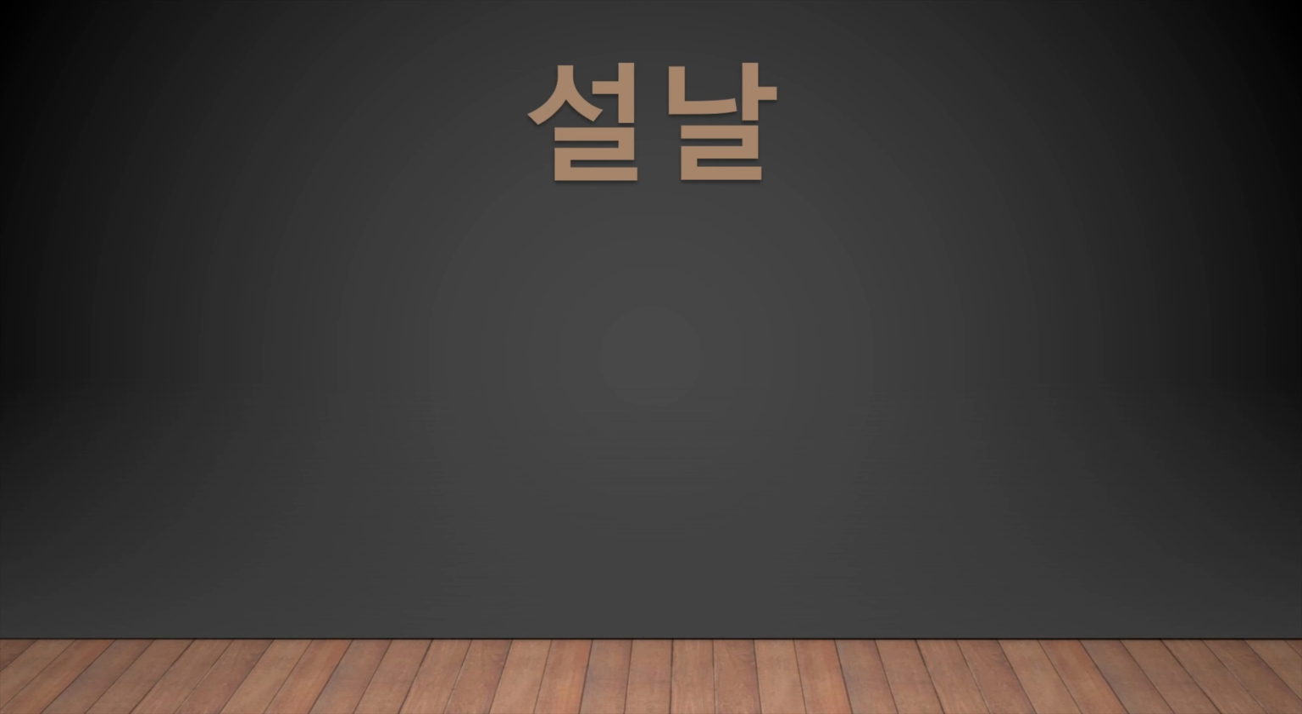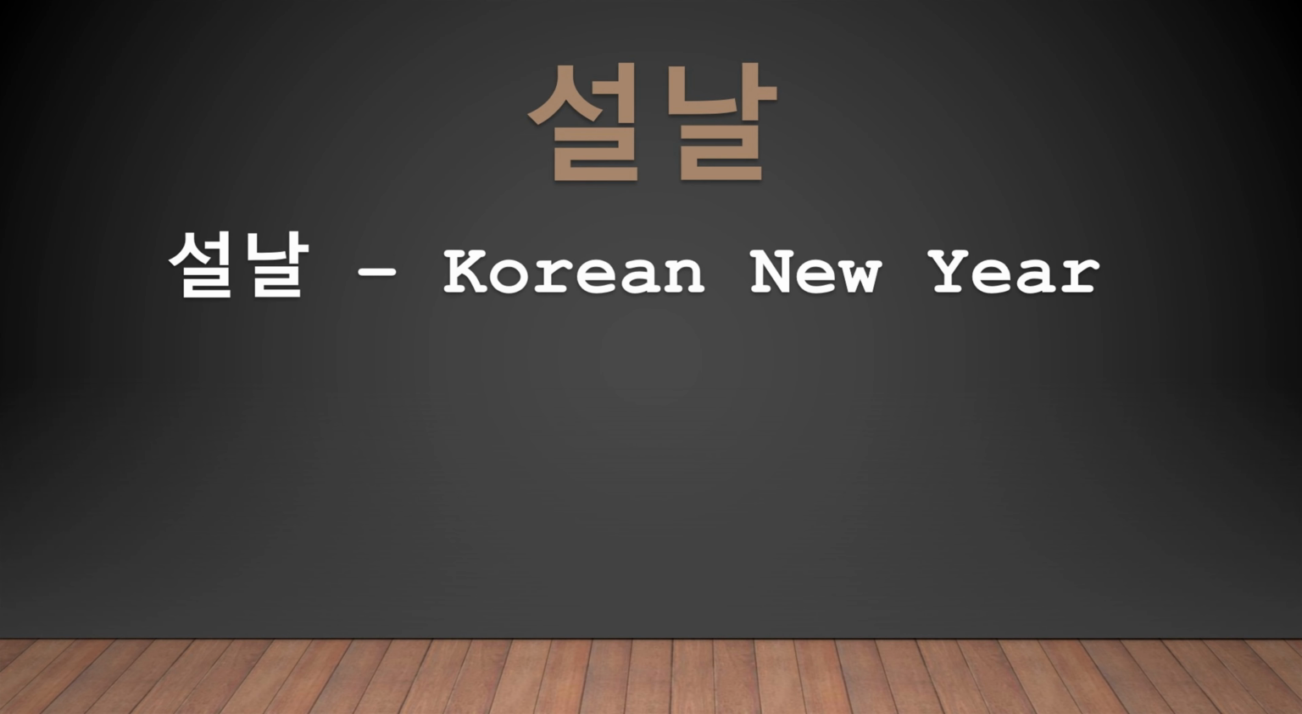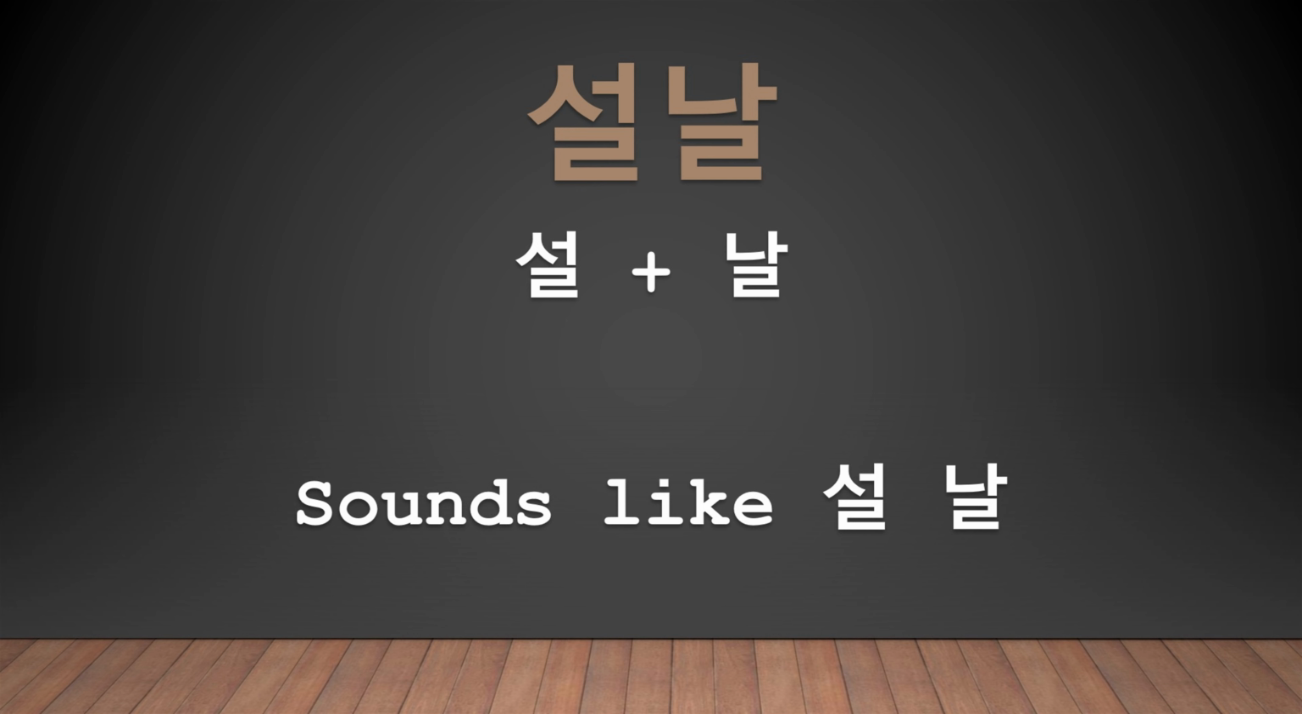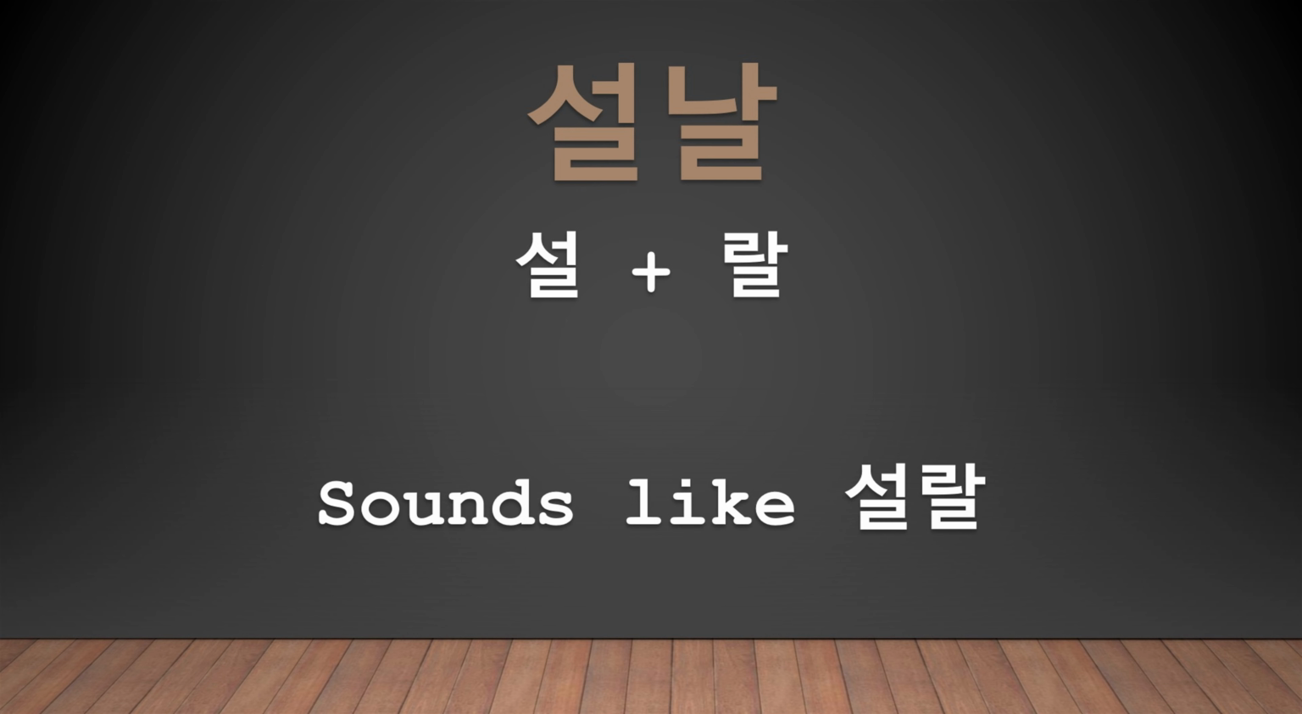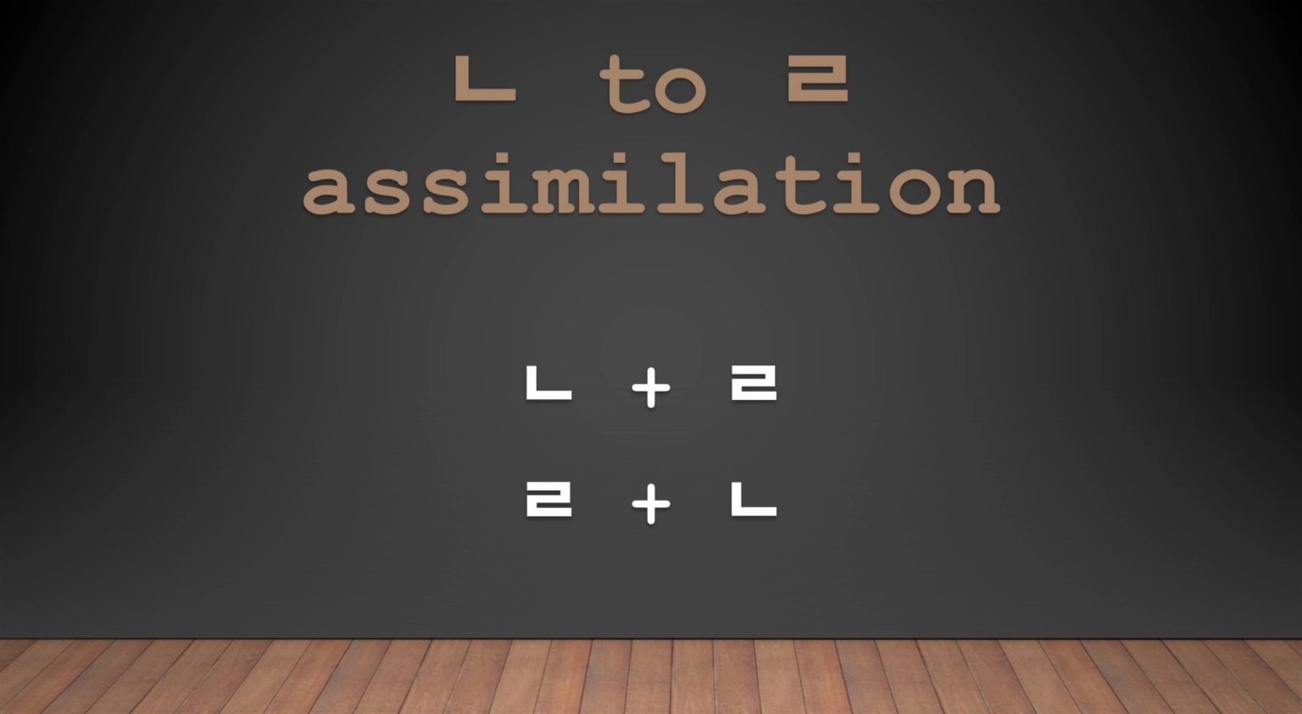I know it's been a long journey, but we're almost there. Rule number 7 is pretty simple compared to some of the other rules. It's called niên to lir assimilation. This can be seen in 설날, which is the Korean New Year. 설 and 날, 설날 is pronounced as 설날. When niên and lir are back to back, niên is pronounced as lir.